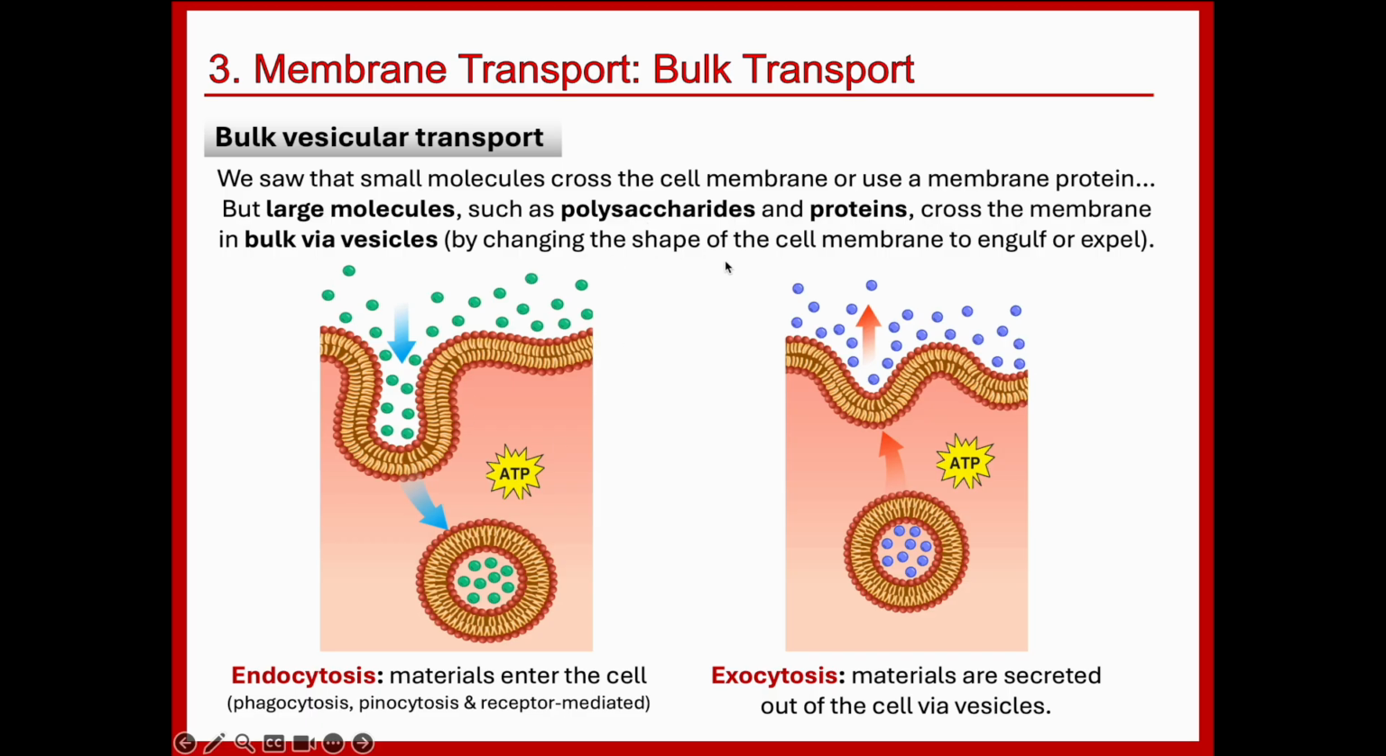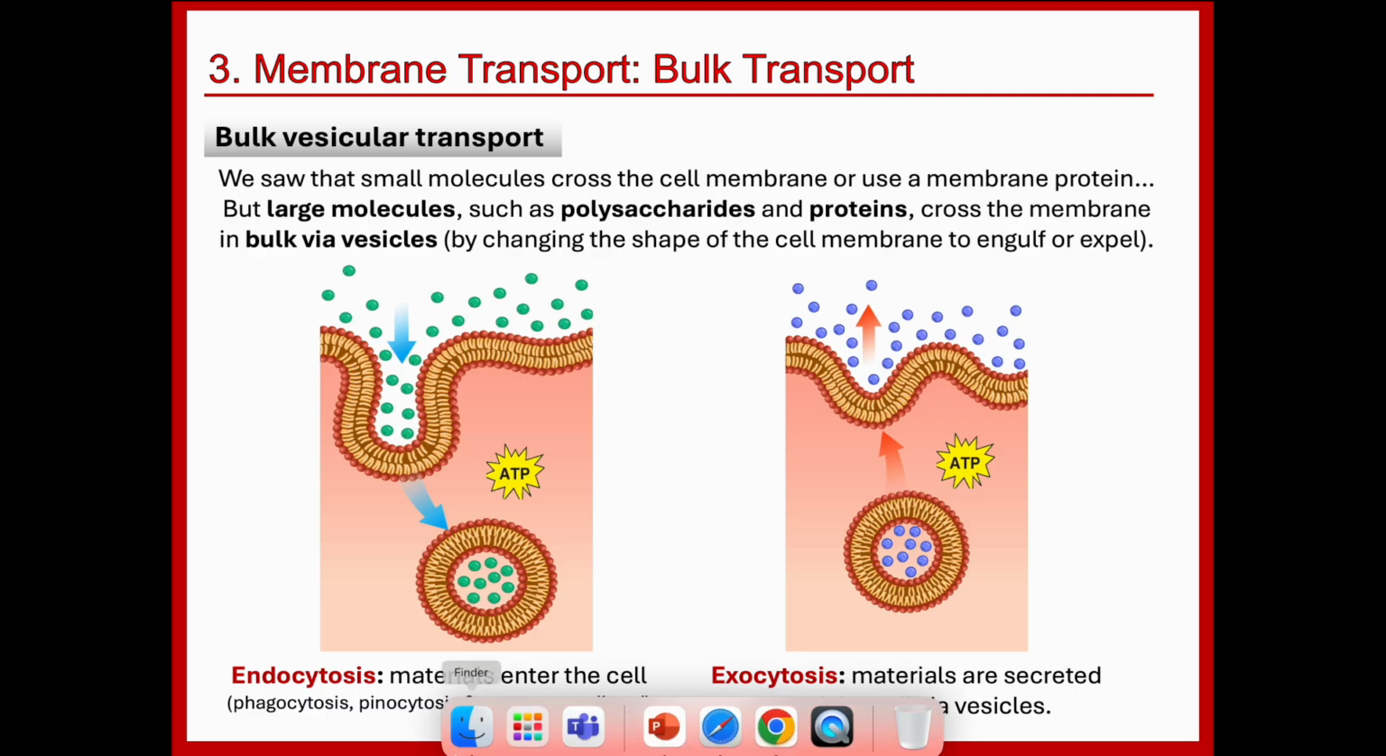And how do they do this? They change the shape of the cell membrane to engulf or to expel things. In this case, we call this endocytosis. Endo means into, inside. Cytosis means cell. So we are pushing the plasma membrane down and we cause this little dip that will bleb off and form a little vesicle. This is called endocytosis. This is how molecules enter the cell. This costs ATP, by the way, active transport. And we're going to see 3 kinds: phagocytosis, pinocytosis, and receptor-mediated endocytosis.